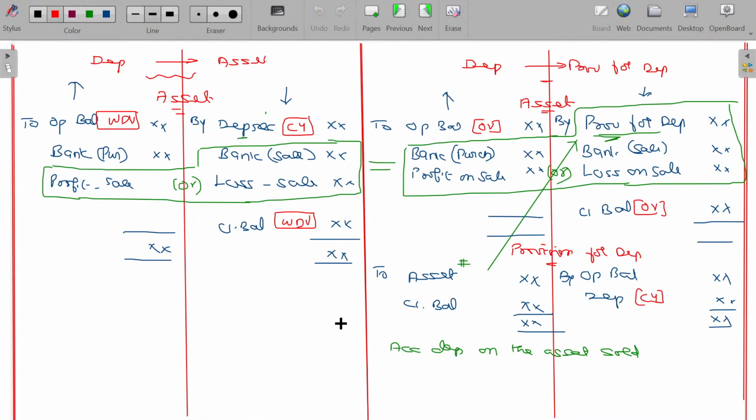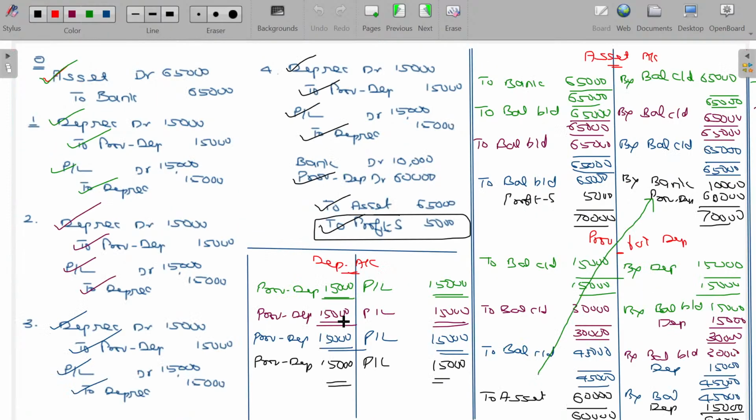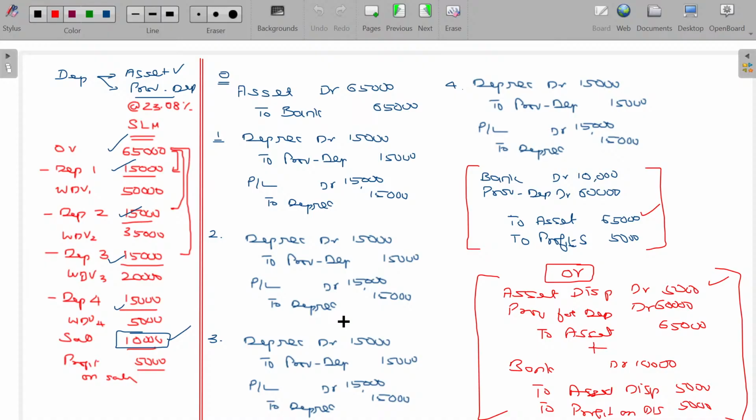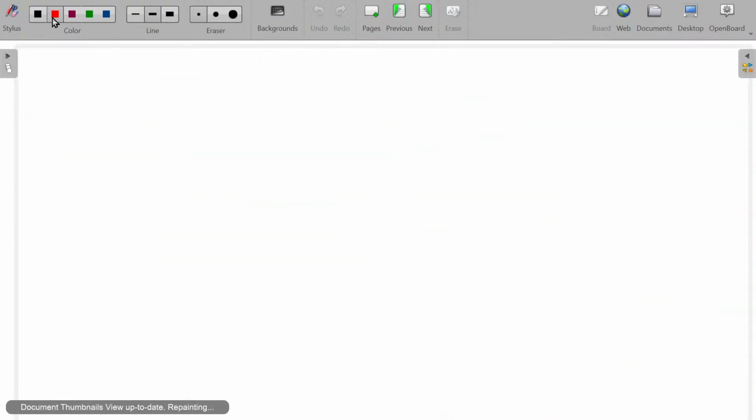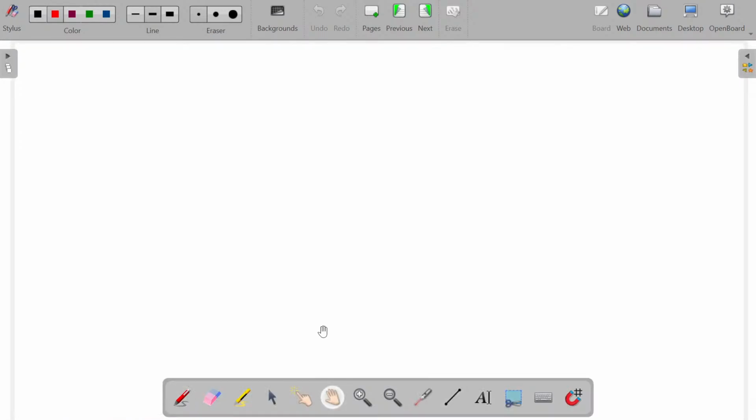Now, how will this appear in the ledger? In your book, I have given these journal entries also in the last. Check. I have given this one as well as this one. So you can refer to that. Now let me give the balance sheet, I mean the format, here. See here.